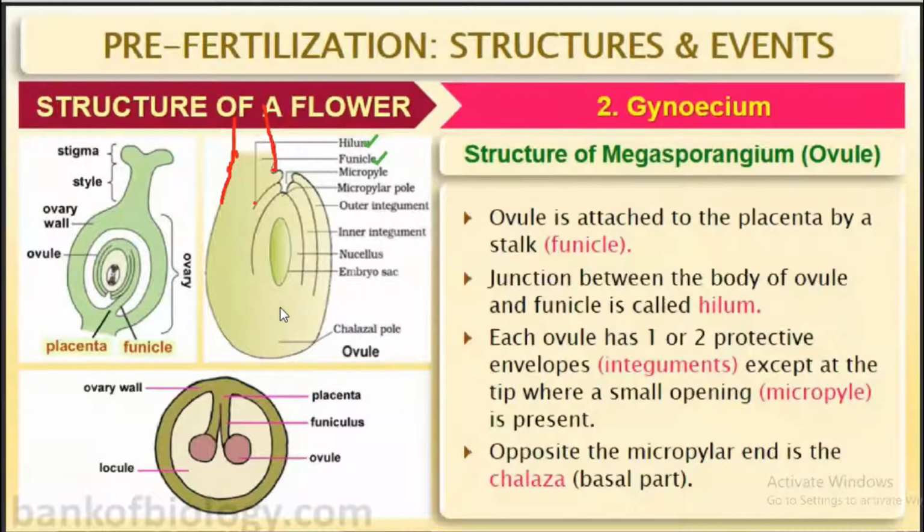Actually, this is the ovule. The stalk of the ovule is known as the funicle. The hilum is the junction between funicle and ovule. Okay.